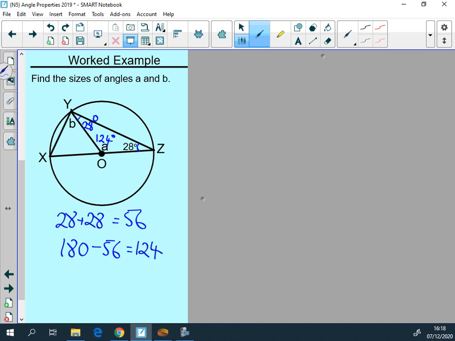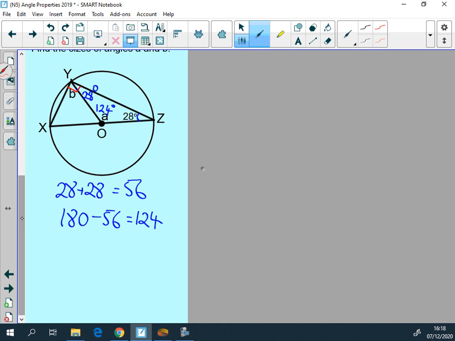Now there's a couple of different ways you can get B. The easiest way is to remember that angle in a semicircle, that right angle there. So 28 and B must add to make 90. So to work out what B is, I do 90, take away 28 to find out what's left, and that's going to come out as 62 degrees. So B must be 62 degrees. And that's all the angles that they're asking me for. So that's all I need to put in.